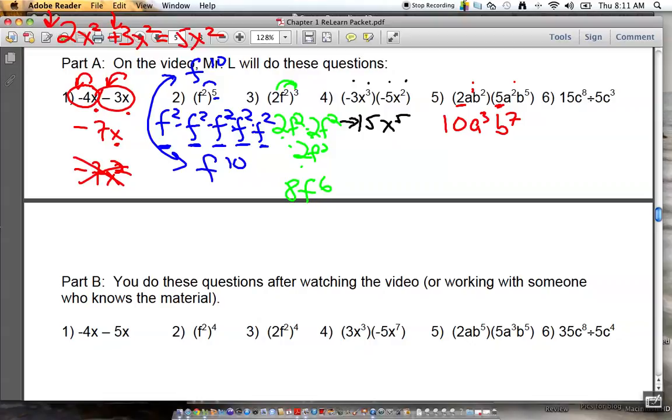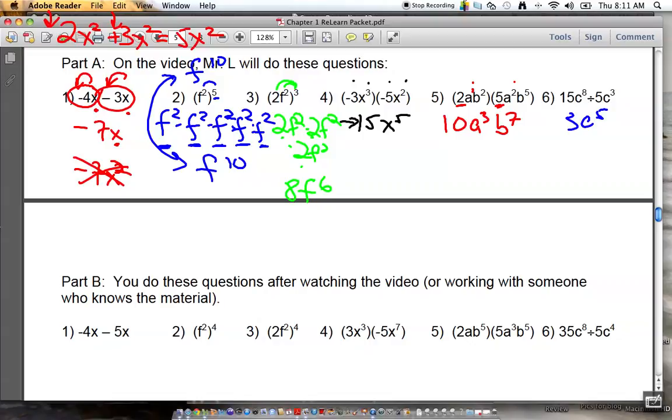And lastly, number 6, I'm dividing here. So I'm going to divide coefficients and subtract exponents. 15 divided by 5 is 3. Subtracting the exponents, c to the 5th. So 3 c to the 5th is the correct answer. I think I said 15 divided by 5 is 3. I might have messed that up when I spoke it, but I did write the right thing.